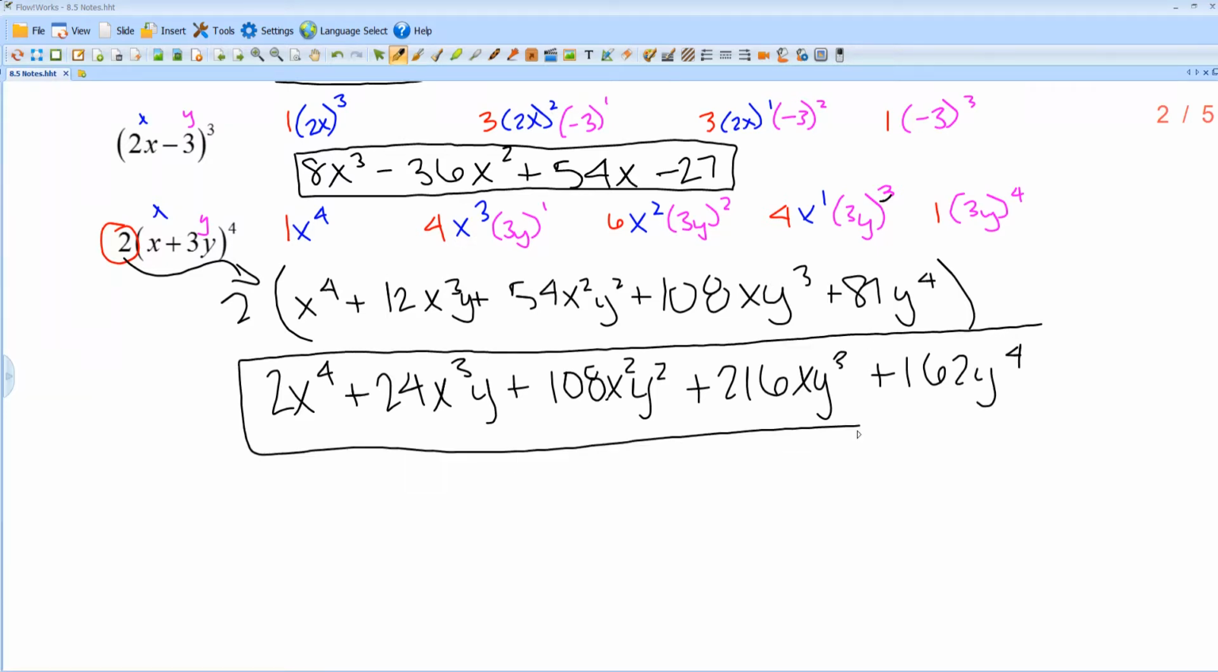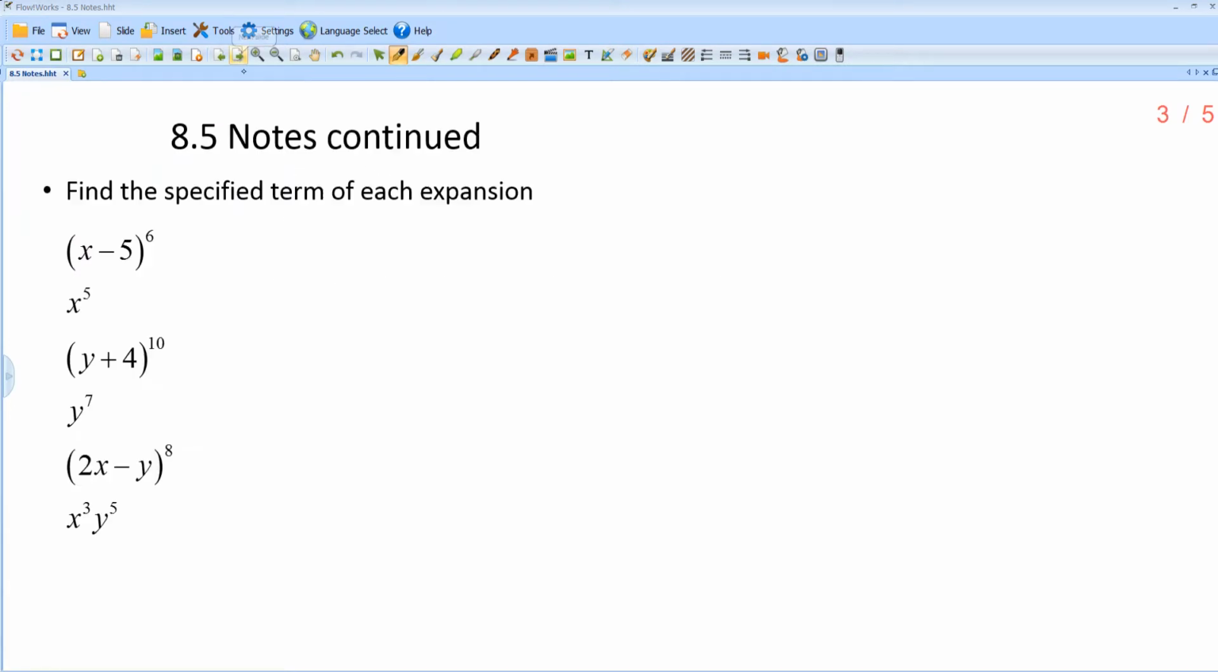All right, not bad at all. So this is the whole binomial expansion. It is the longest of the problems that we do. So now we move into some easier stuff and some shorter stuff.